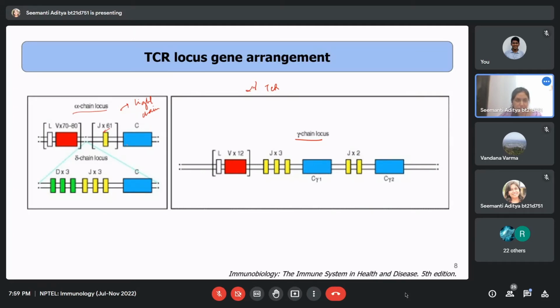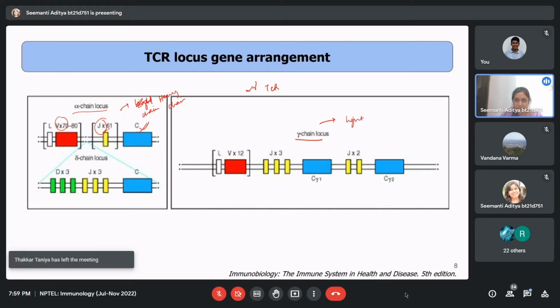So in this alpha chain we have a V region as well as a J region, along with the constant domain. And in the gamma chain we have the variable region as V and J. So there are certain repeats. In the alpha chain we have more. So sorry, this will not be the light chain. This will be comparable to the heavy chain, and this will be comparable to the light chain.